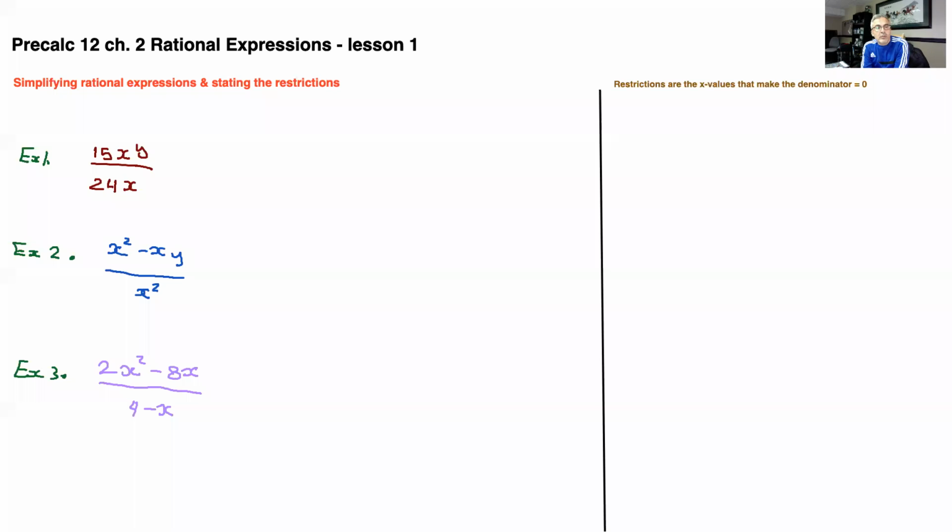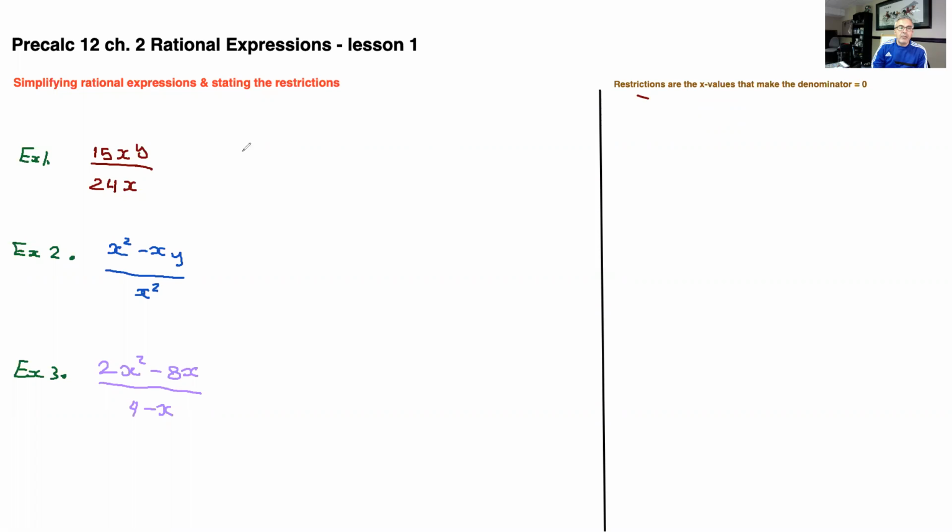We're moving on to chapter 2, rational expressions. And today we're going to do lesson 1 in rational expressions, which is simplifying rational expressions and stating the restrictions. Just for the restrictions, restrictions are the x values that make the denominator 0.